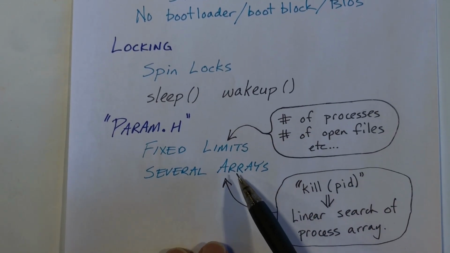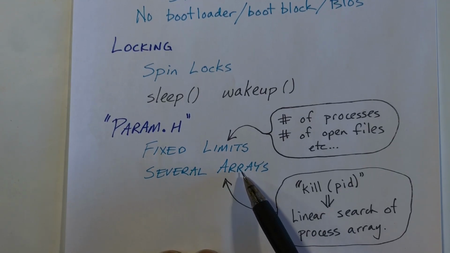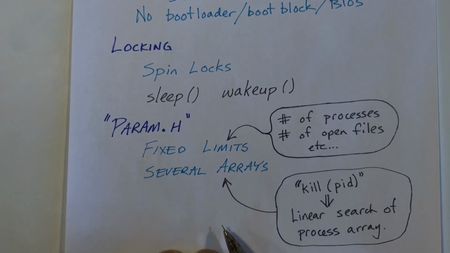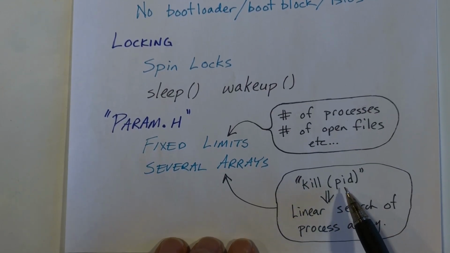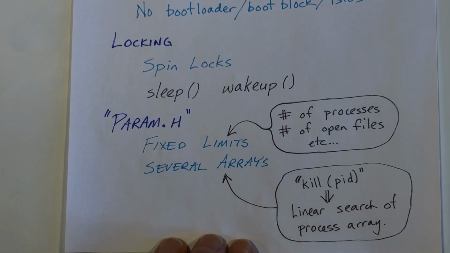The kernel tends to use arrays and not linked lists so much. And so in several situations, we are running through these arrays with a linear search. For example, there's a function to kill a process, and it's passed the process ID. And what it does is it does a linear search of the array of processes.